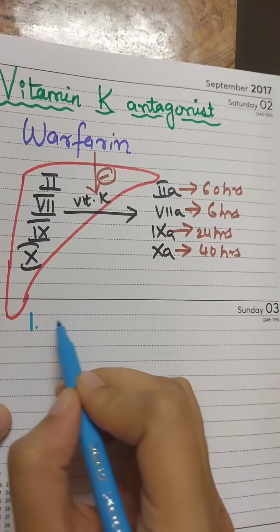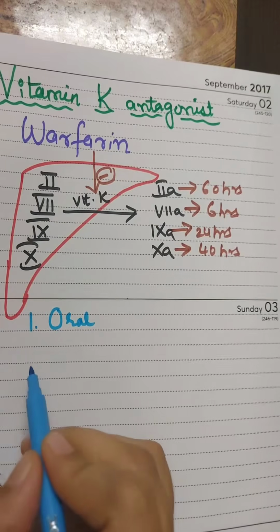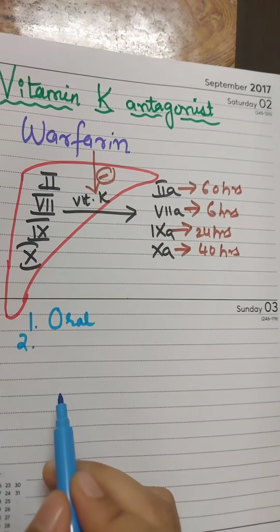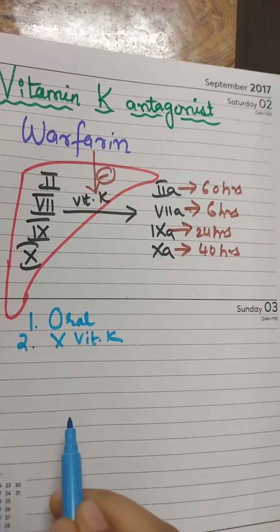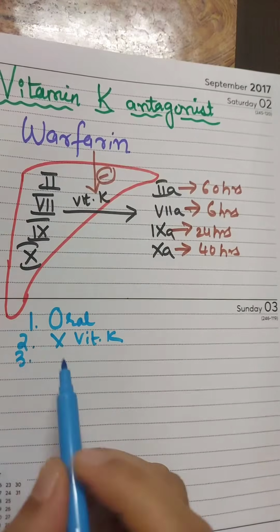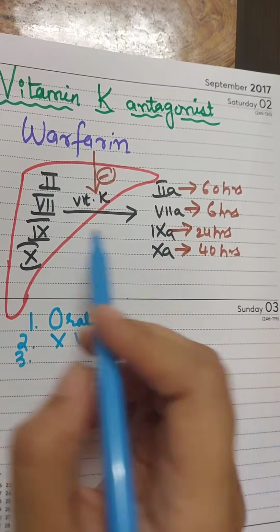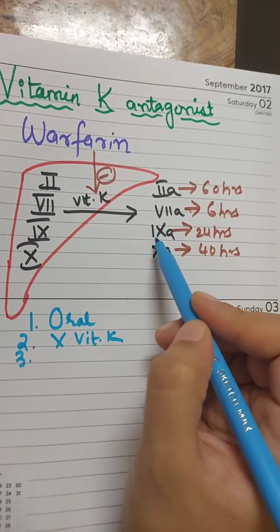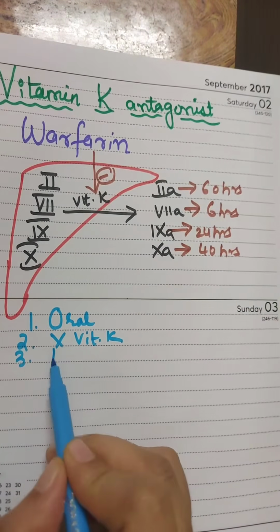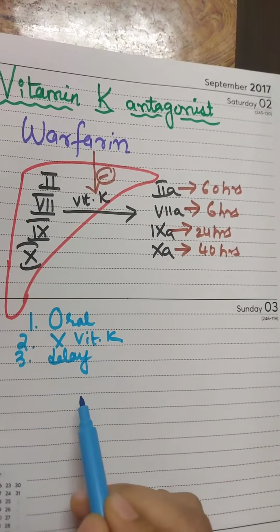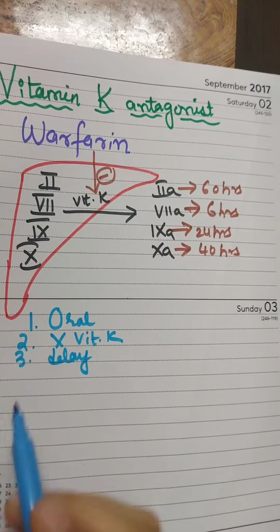First point is we are consuming warfarin orally, so it is a kind of oral anticoagulant. Second, we know the mechanism of action of warfarin, that is it will mainly cause inhibition of vitamin K. Next, warfarin will not inhibit the already activated factors. It will just inhibit the activation of the factors, but the factors which are already activated cannot be inhibited. That means there will be a delay in the action of warfarin. It will take nearly 3 to 4 days to produce its action.